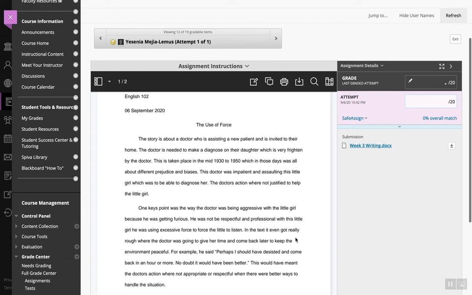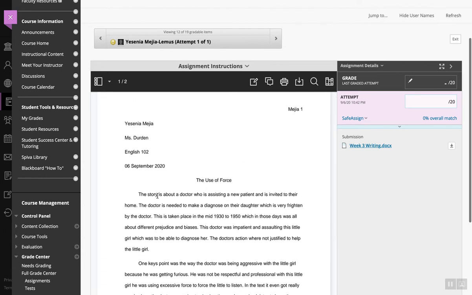So, first off, remember when you write a summary, you want to state the title and the author directly in the text. So you want to make sure that you get the story title and the author. You could say something to the effect of, the short story "The Use of Force" by William Carlos Williams is about a doctor who assists a new patient and is invited into their home. So make sure you get that in there.